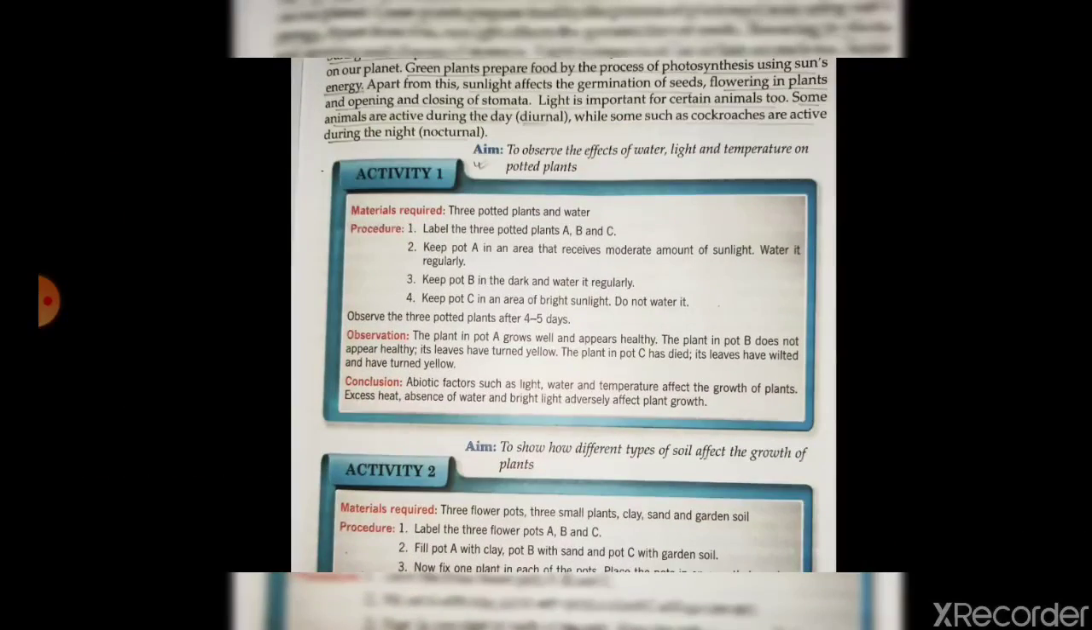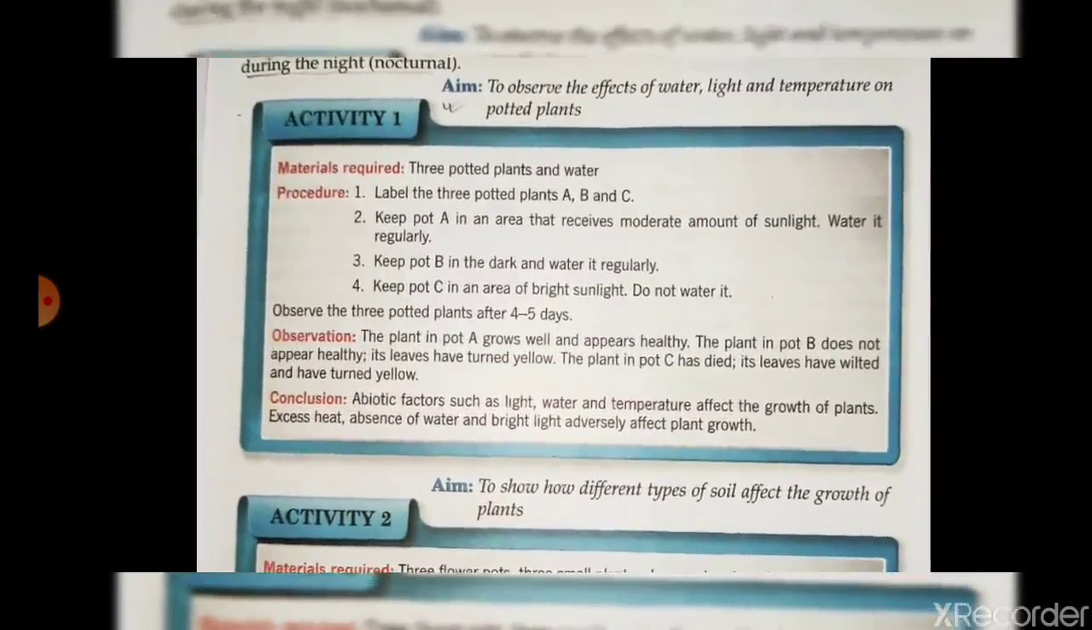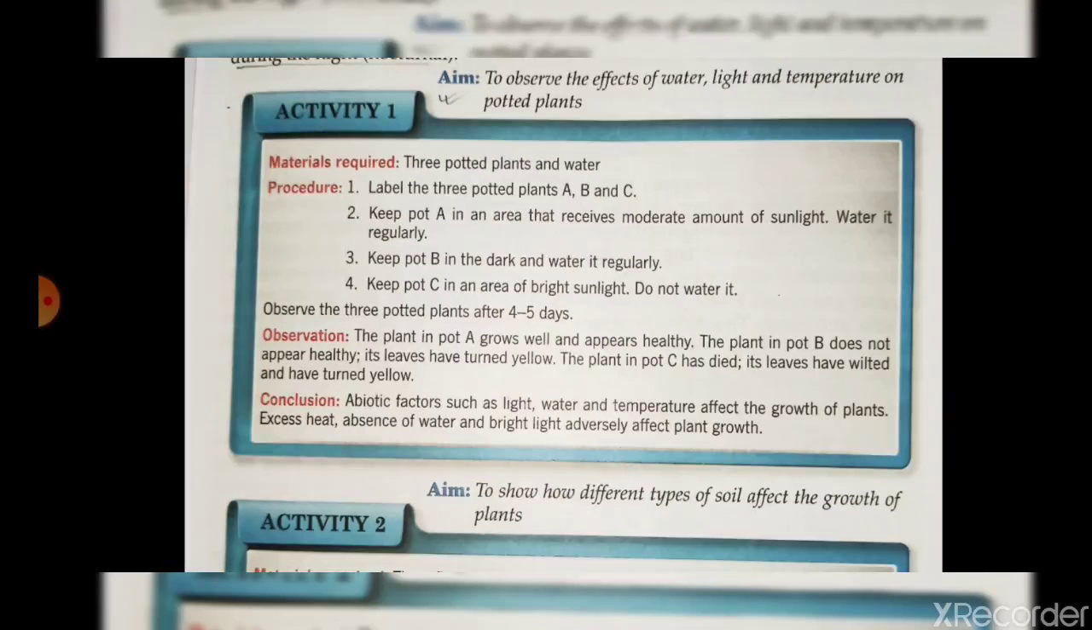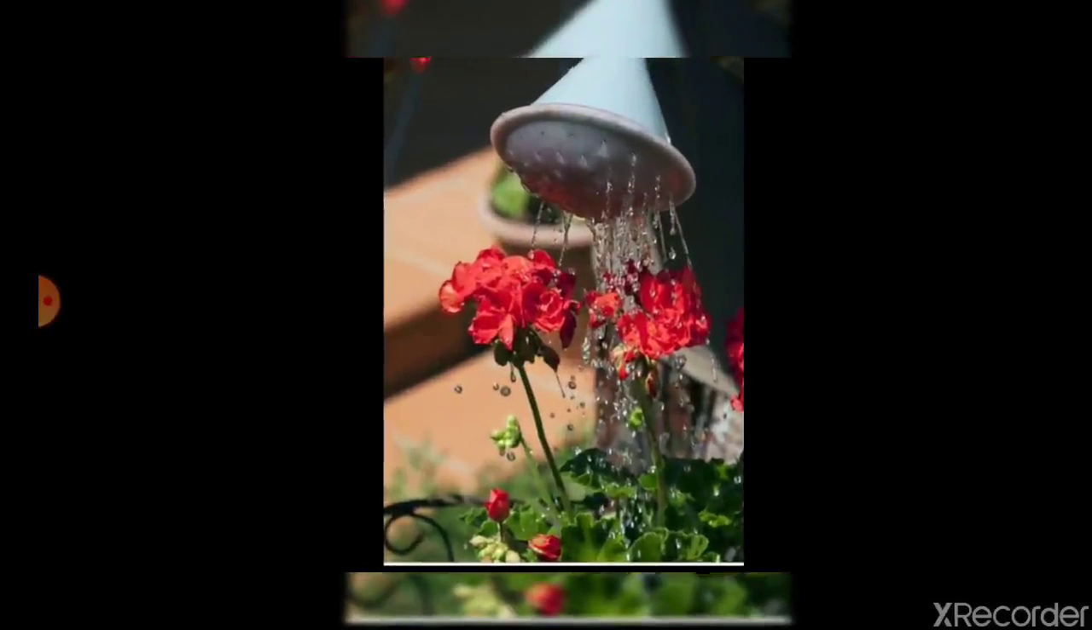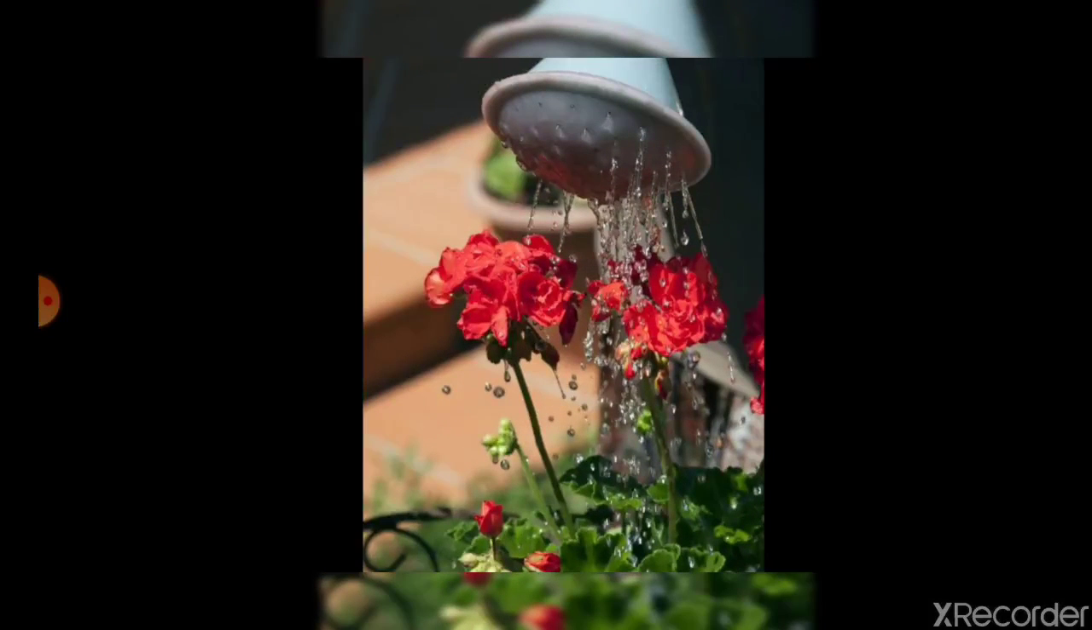Now, let us have a demonstration to observe the effects of water, light and temperature on the potted plants. Take 3 potted plants and water. Label the 3 potted plants as A, B, C. Keep the potted plant A in an area that receives moderate amount of sunlight and water it regularly. You will observe the plant in the pot A grows well and appears healthy.